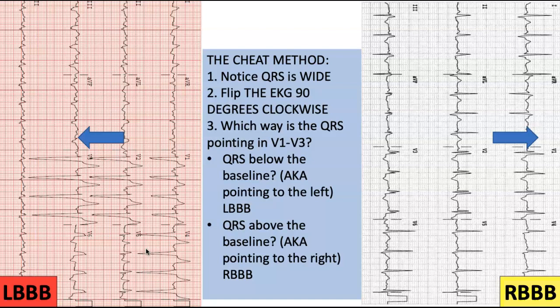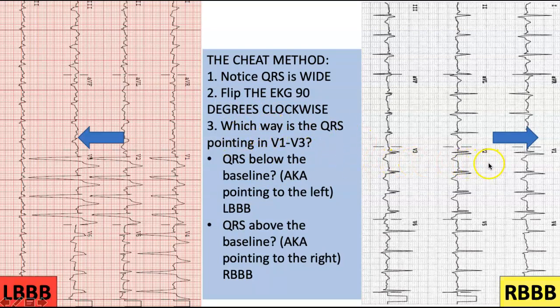left bundle branch block. If you take your EKG and you are applying your algorithm, first you would figure out the rate. Then you would look for P waves. And then you're going to look for your QRS complexes and see if they're wide. And in this tracing, as well as this tracing, these QRS complexes appear to be wide and greater than 3 small boxes. So the next thing to do is flip the EKG 90 degrees clockwise.